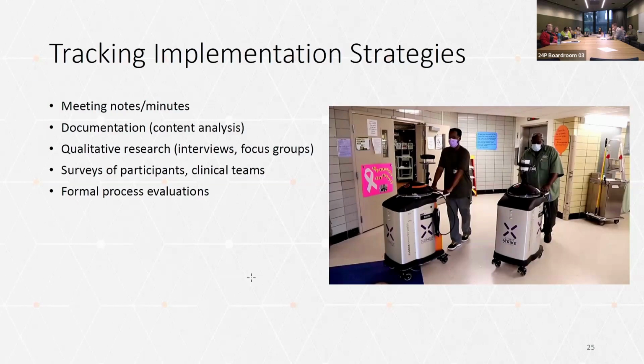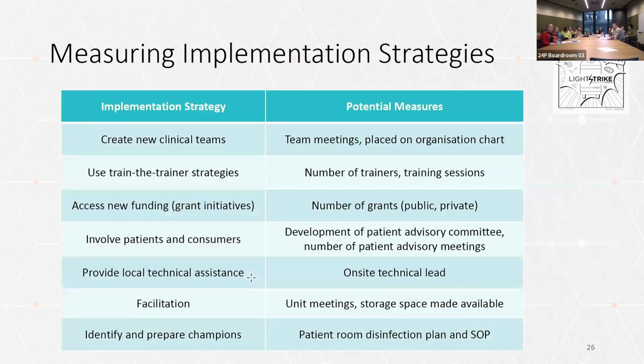When you're tracking these strategies, you're gonna want meeting notes and minutes to help understand what discussions are happening as the strategies are being implemented. You could look at documentation, so maybe if some policies changed, you can analyze those. You could do interviews and focus groups, surveys, or develop a formal process evaluation to track these strategies. These are potential measures of the ones we used, and yours will vary depending on what's available.